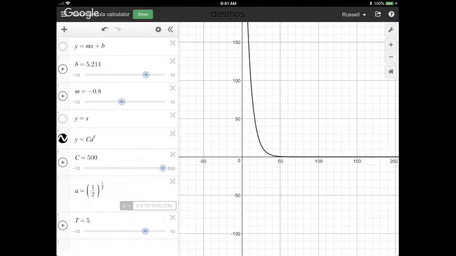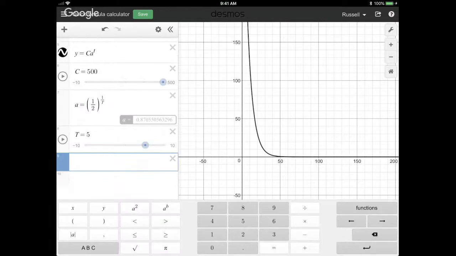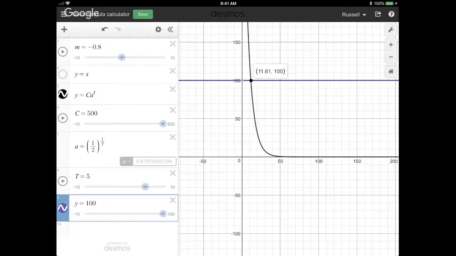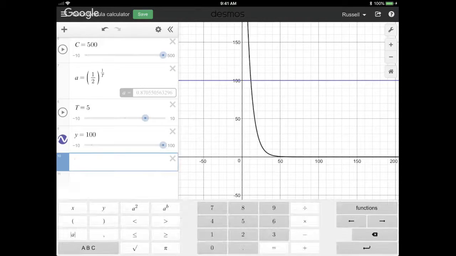Okay, so that's basically what's going on here. I could solve this graphically from here. I could say, when does y equal 100? 100. And look at this. I can click on that intersection and it says 11.61 hours. I believe that's what we got in our solution. But there's another way to get there, right?